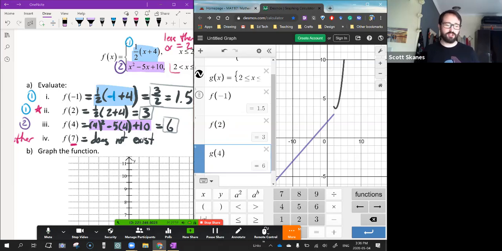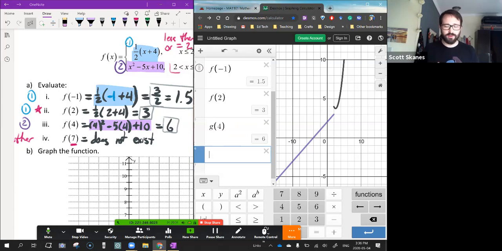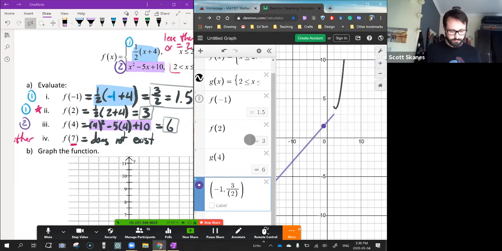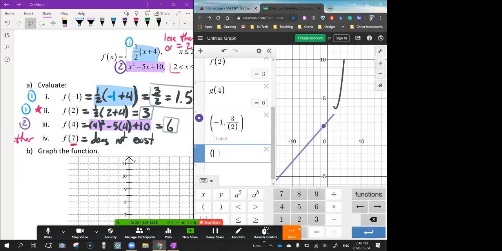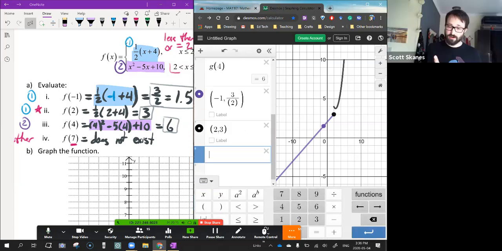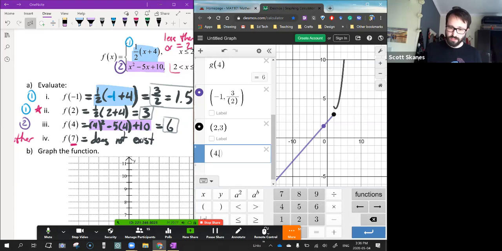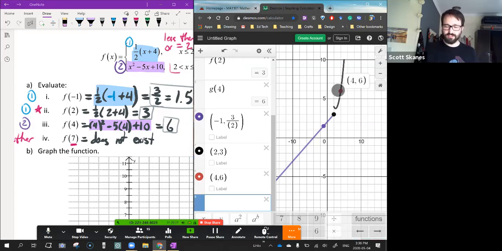The last thing I'm going to show you, and I'm not trying to overwhelm you, I just want you to make connections between what we're doing and what it looks like. Let me graph the point -1 and 3/2. Okay, it exists on the first function. You can see it right there. Let me graph the point 2 and 3. Okay, it exists right there. That's a good thing. It's on the purple function. Let me graph the point 4 and 6. It's right there. It's on the second function.